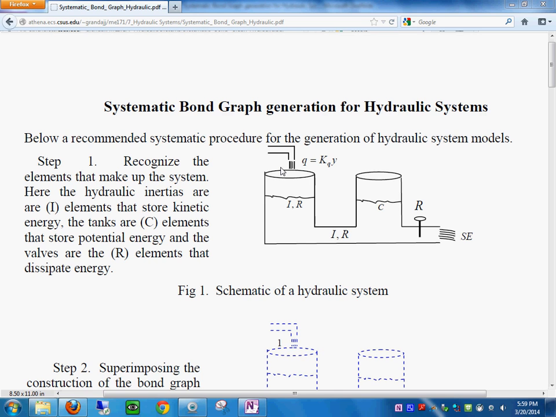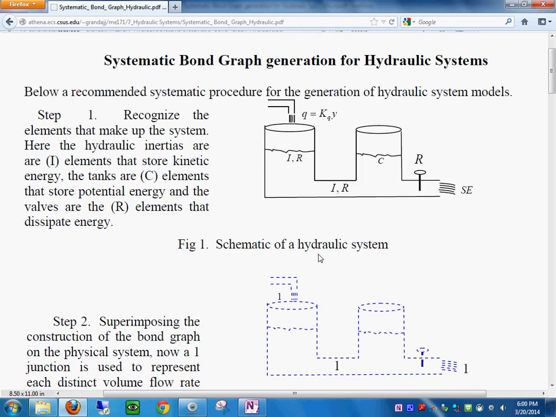different steps. So you see the first step, it says recognize the elements that make up the system. So here the hydraulic inertias are I, C's, R elements. Ignore this one in here because it's a typo. We need to have a C element in there. So that would be the only observation I make about this one.